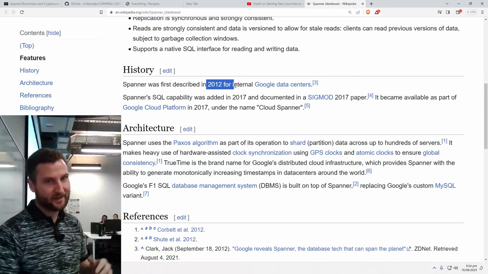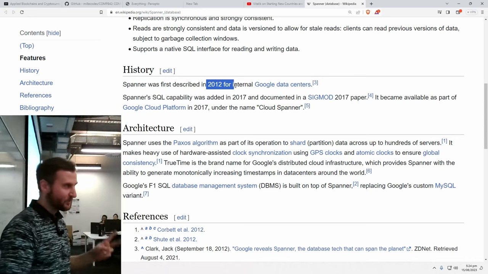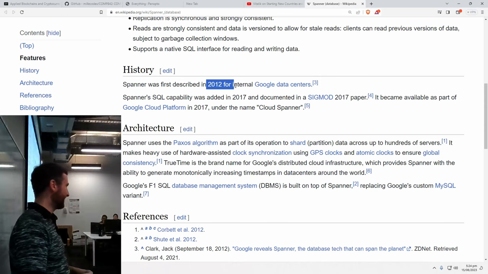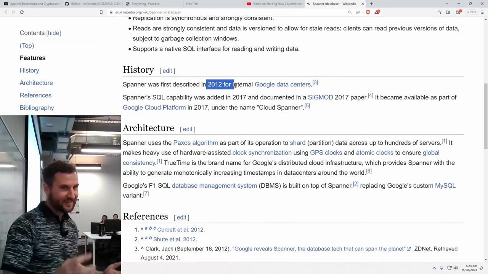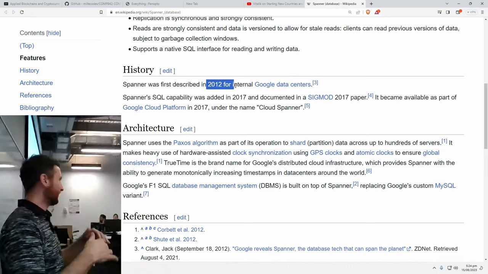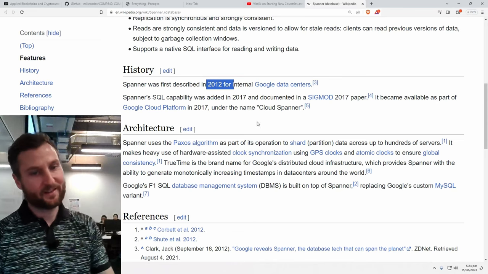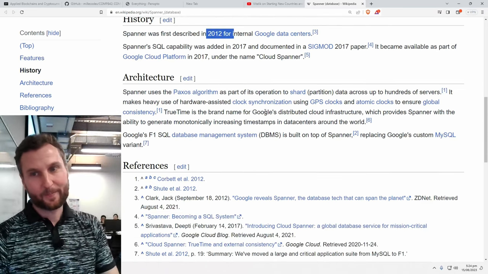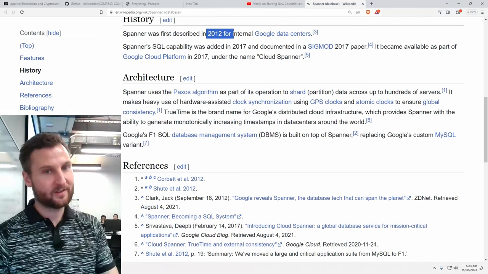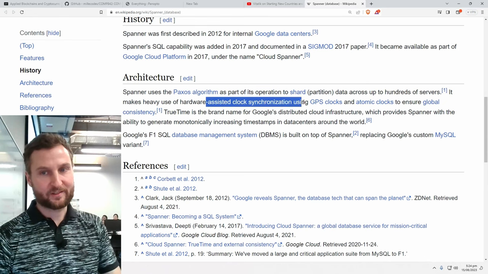to be. So they underwent a process of sharding this database, and it took them 2 years to manually shard this one database. And then at the end of that process, they redesigned the whole thing so that it would automatically reshard as it went. And that's the version that they currently use. We see some other stuff we've talked about here. Paxos algorithm, hardware-assisted clock synchronization.